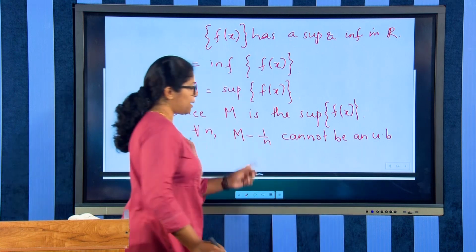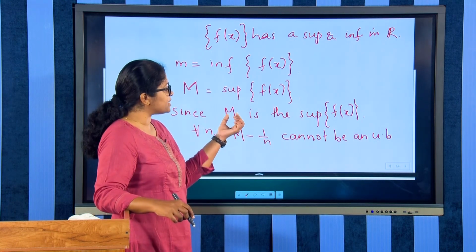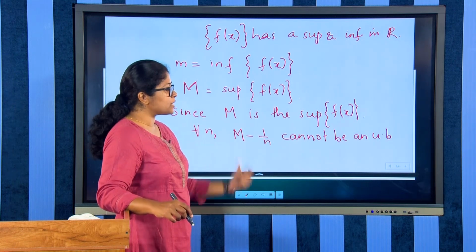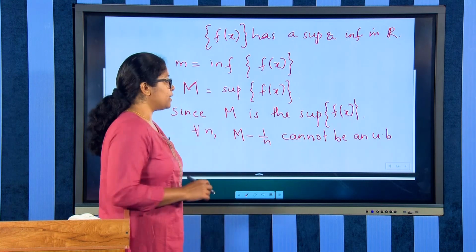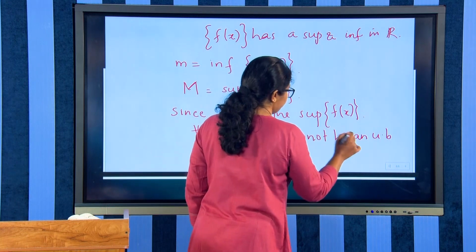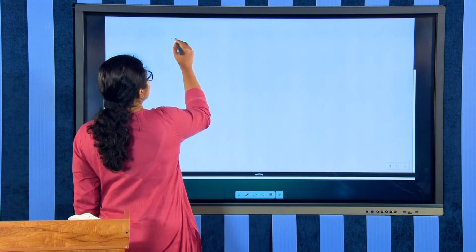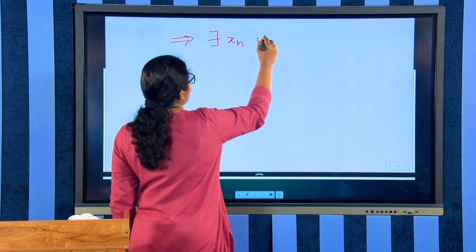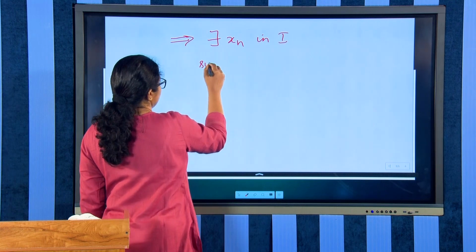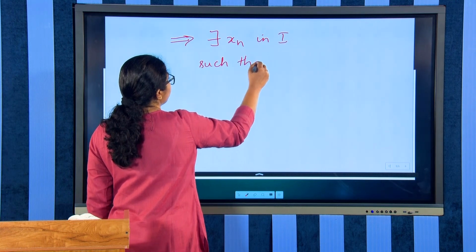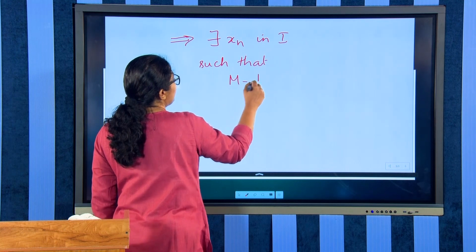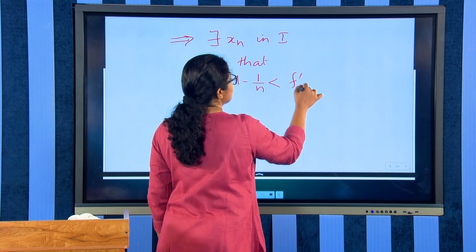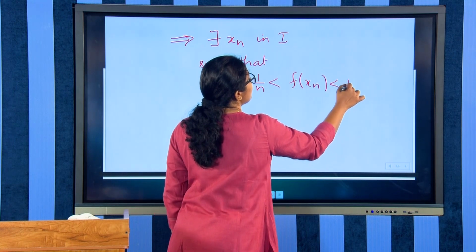Why? Because M minus 1 by n is definitely less than M, and because M is the supremum, or least upper bound, M minus 1 by n cannot be an upper bound of this set of f of x. So that shows that there exists some point xn in I such that M minus 1 by n is strictly less than f of xn, which is less than M.